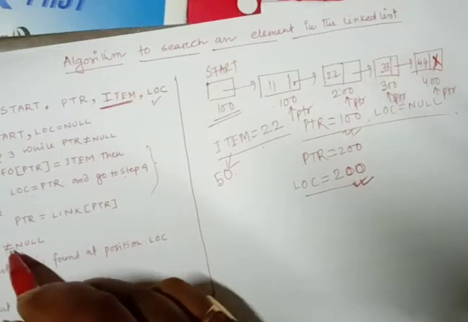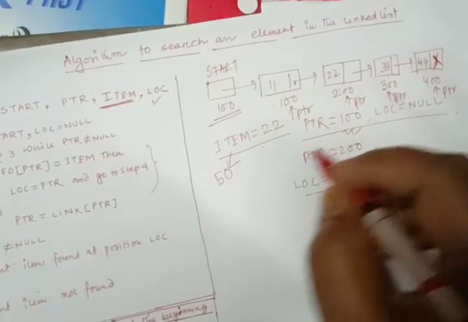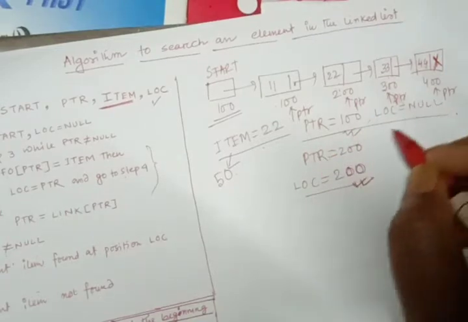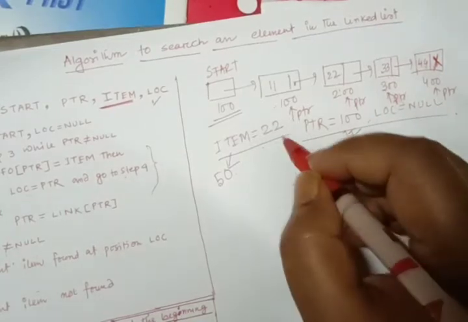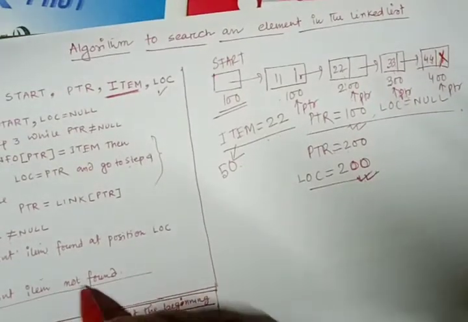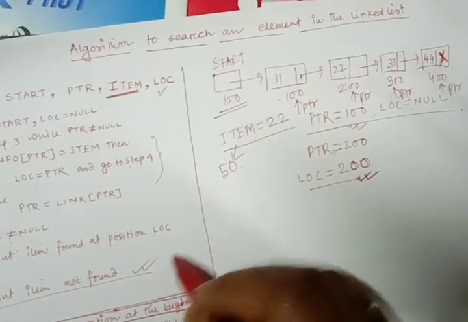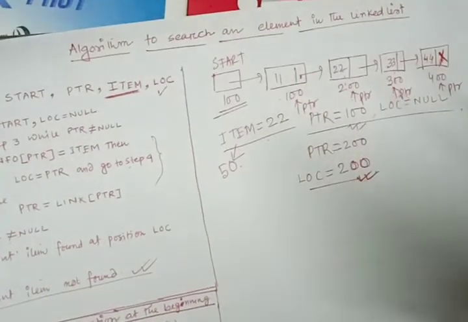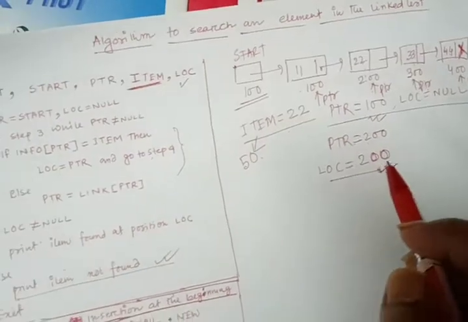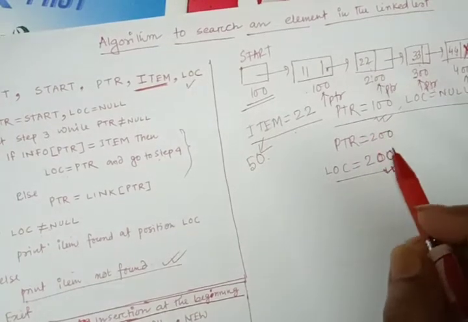Then if location is not equal to null, but location is null because we do not find the item 22 in the list. So this part will execute: print item not found. So that item is not found in the list. This is how that algorithm works.